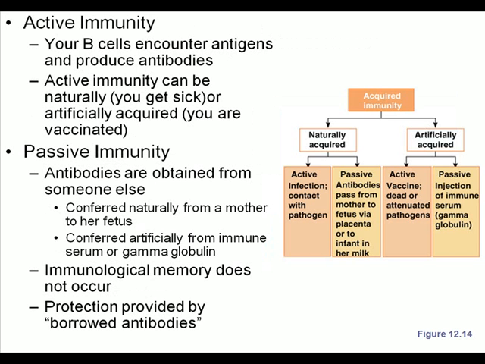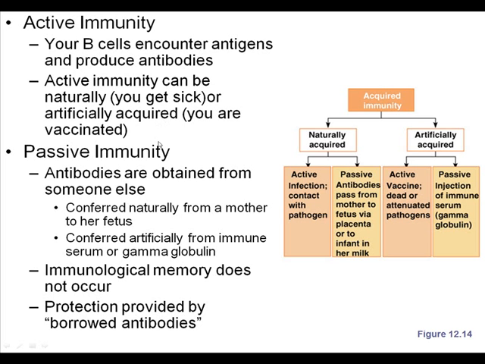You can get immunity actively. That's what we've just talked about, a natural active immunity. You get the chicken pox, so now your B cells have been exposed to that antigen and you have a memory to it. You can also get it artificially. That's when you were vaccinated against it. You never really had the chicken pox, but you still got enough of the antigens that your immune system recognized it and responded to it.